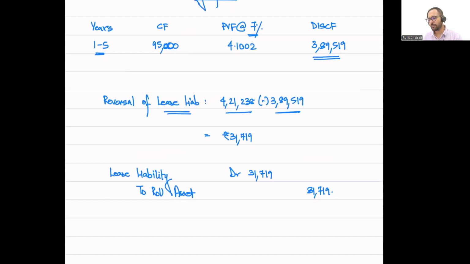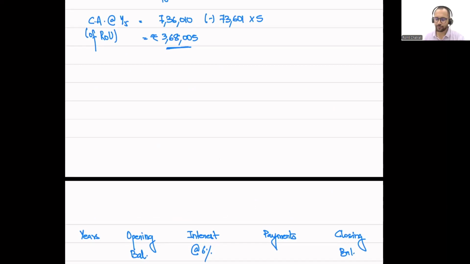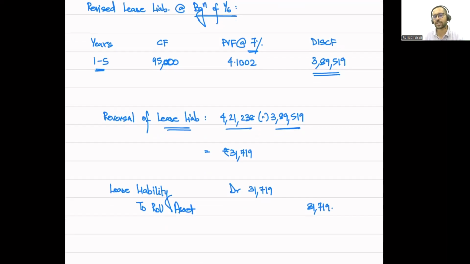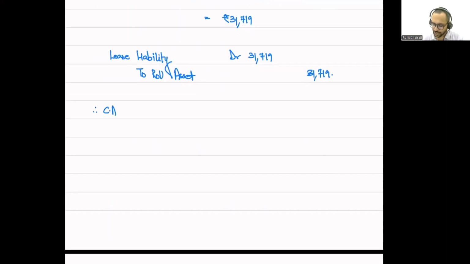As a result of reduction in lease liability, we are correspondingly also reducing the right of use asset. Remember, the right of use asset had a carrying amount of 3,68,005 rupees, of which we are now reducing the right of use asset by 31,000. We are reducing the carrying amount of the right of use asset by 31,000.